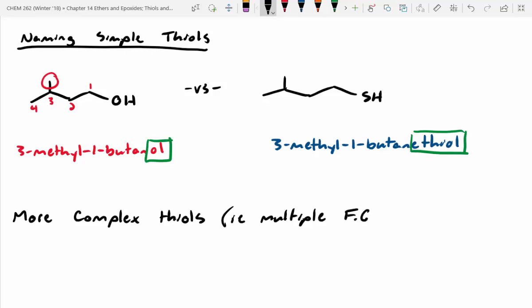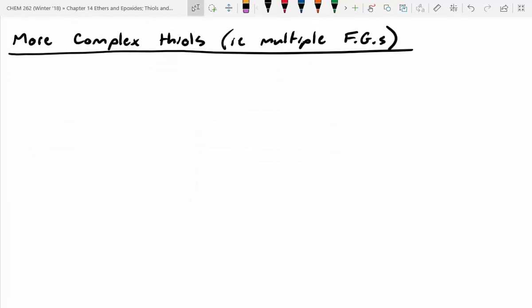And this is what you do when you have multiple functional groups. So I'll call them FGs for functional groups. And we have to actually use a different naming convention here, because in this situation, thiols are lower priority than the alcohol, so we can't have them as a part of the suffix, right? We actually would need to treat this as some sort of substituent coming off the parent chain.